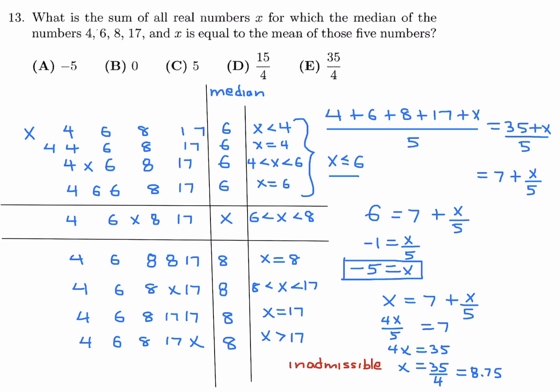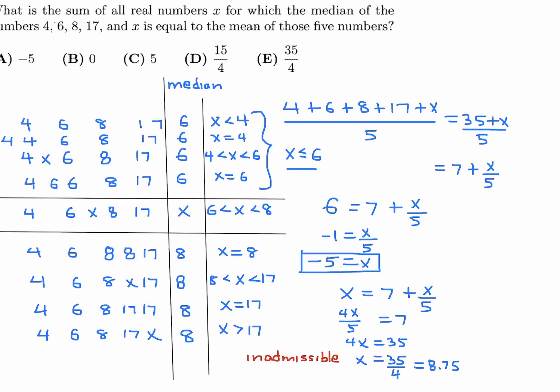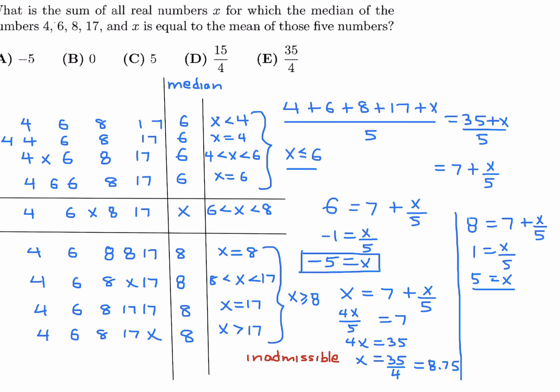Okay, we've got one more to do, and that next one is when the median is 8. So that means 8 is equal to (7 plus x) over 5. So 1 is equal to x over 5, and therefore x is equal to 5. Now, in this part of the table, x was greater than or equal to 8, and x equals 5 is not greater than or equal to 8. So again, we have something that's inadmissible. So it looks like the only admissible one was this guy.